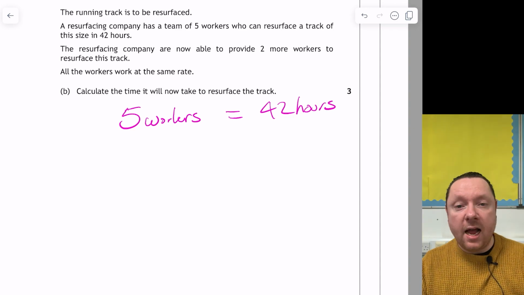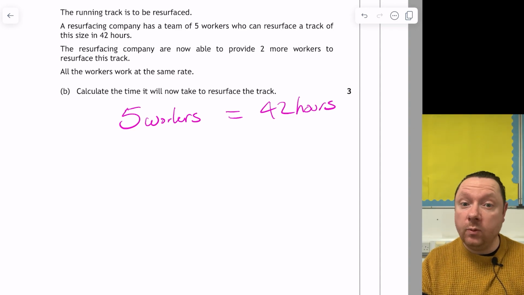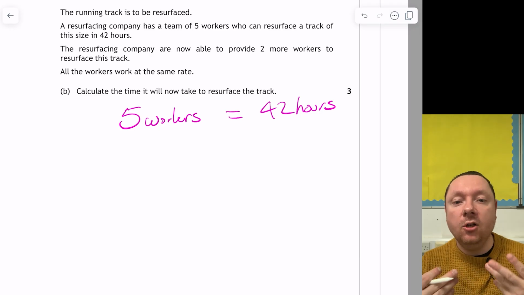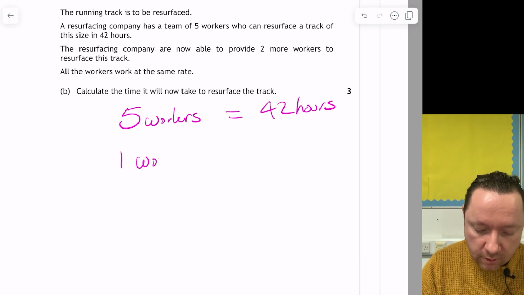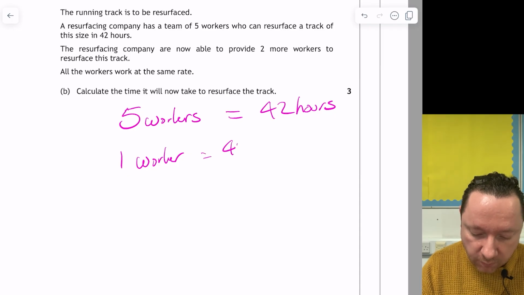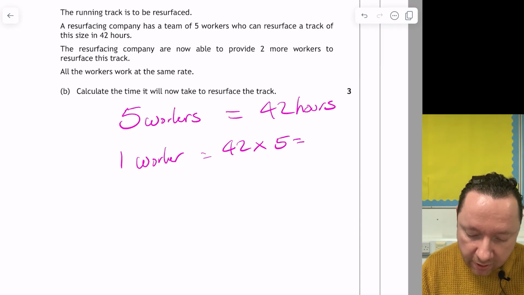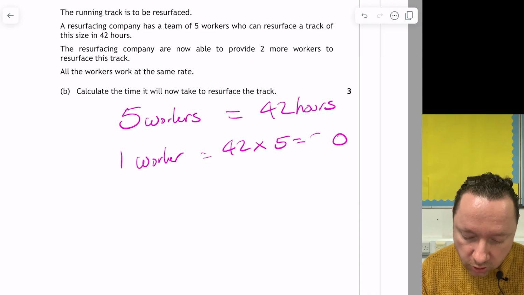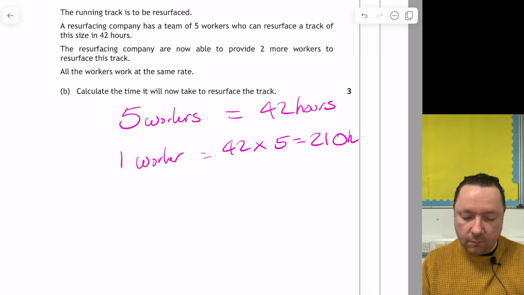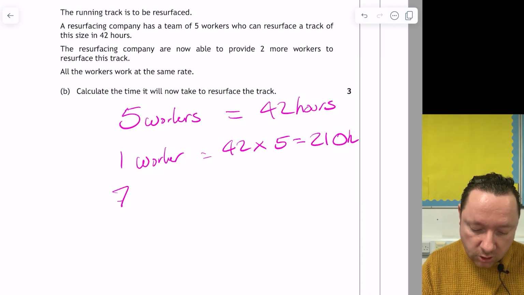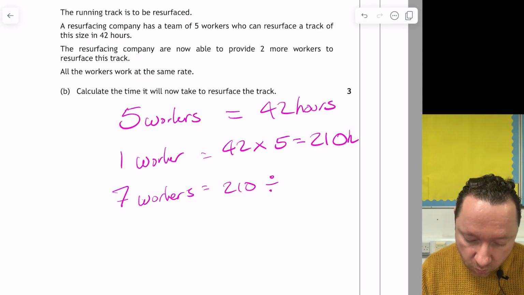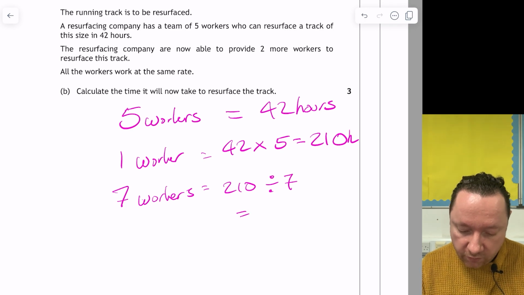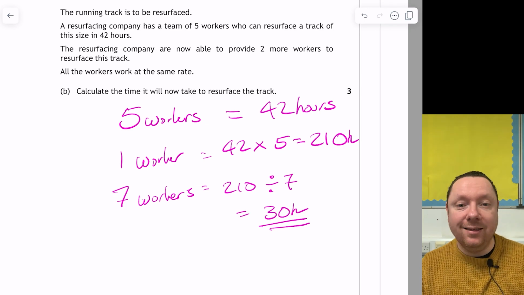Now, if this was like 5 sweets cost £42, to get 1 sweet I would divide by 5. But when work is done, you do the opposite. So I times to get 1 worker. So for 1 worker, I get 42 times 5, which again, using a calculator, would give you 210 hours. So then to work out 7 workers, usually I would times by 7, but I'm doing the inverse, so it's divide. I do 210 divided by 7 workers, which is 30 hours, and we're done there.